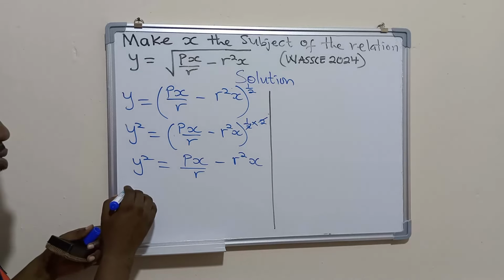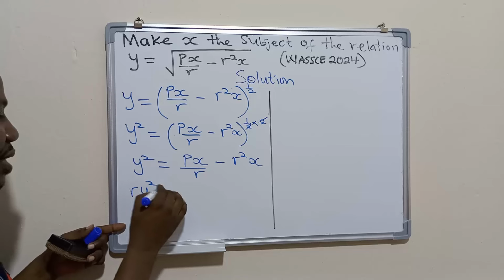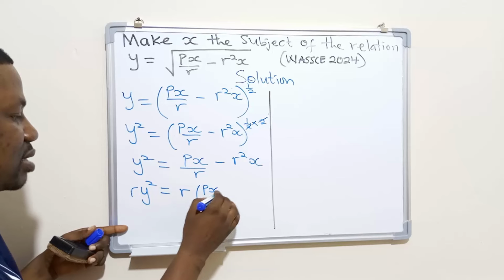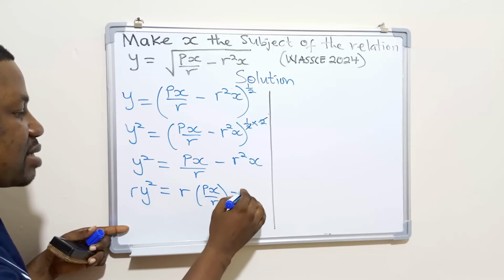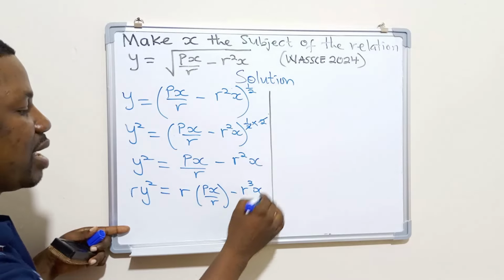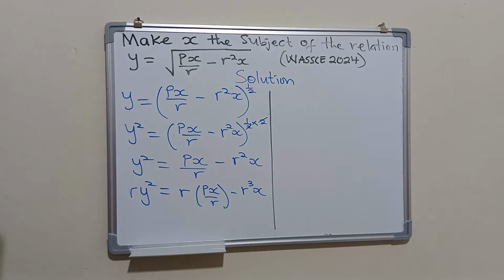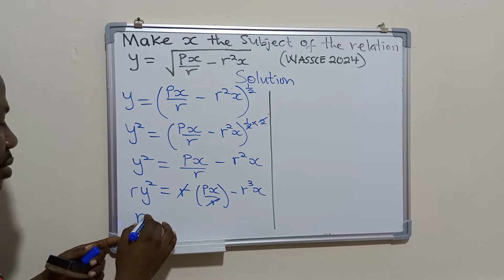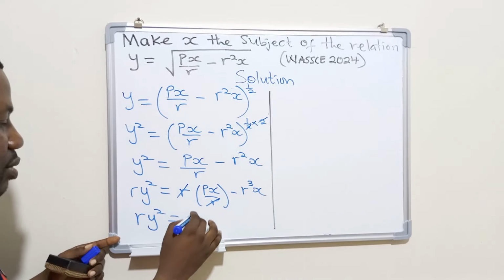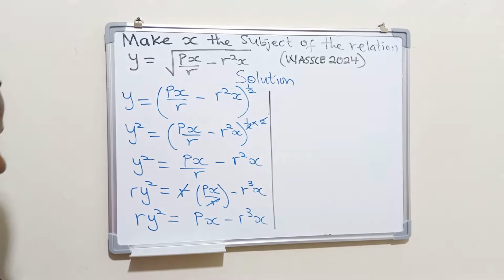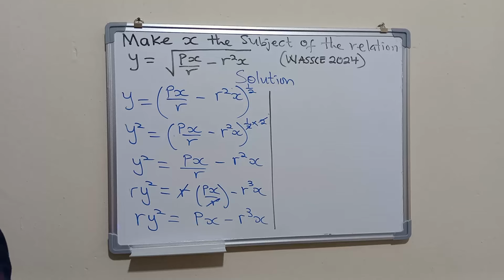So we are going to write this as r y squared, then r times the whole of this, which is px over r, minus r times r squared will give us r cubed x. Alright, now let's continue. So this will cancel this out. So we are now left with r y squared, which is equal to px minus r cubed x. Now what are we making the subject? The question says that we should make x the subject.